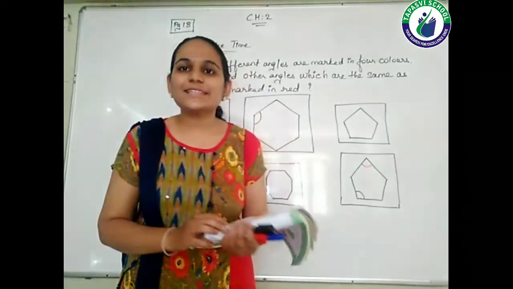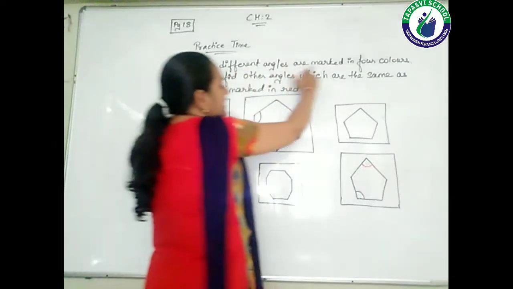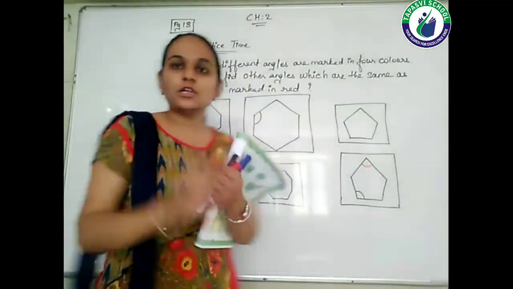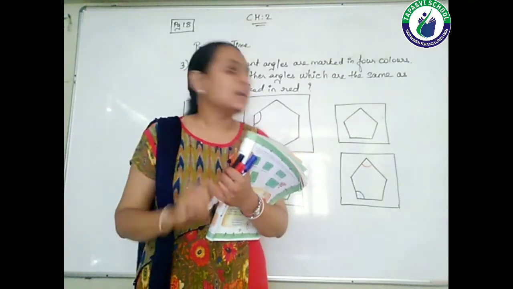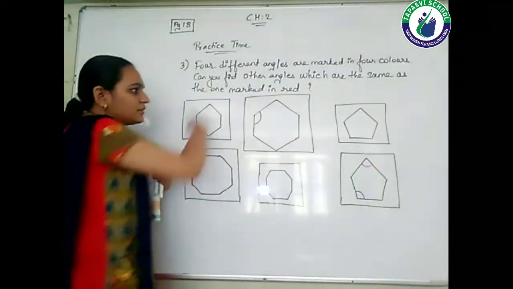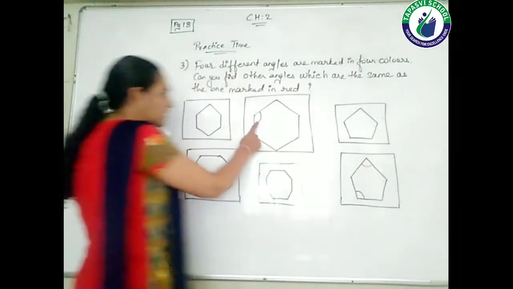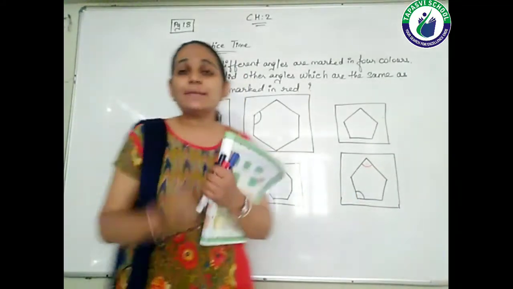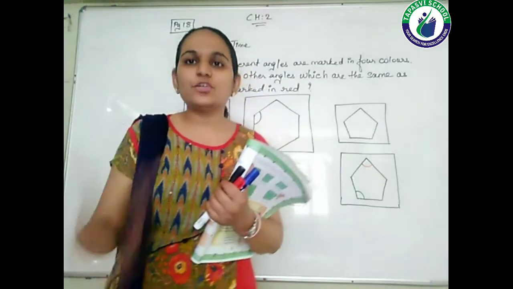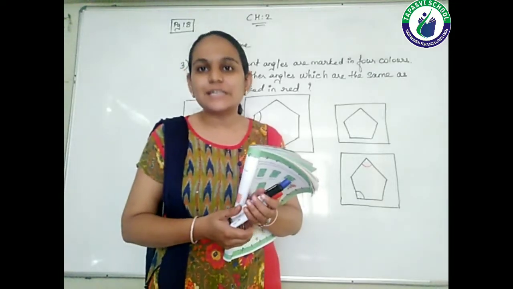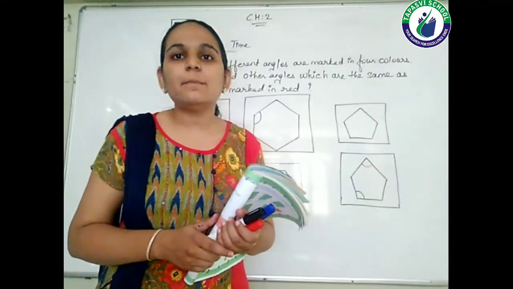Okay, students, now let's see question number 3. Question number 3 is: 4 different angles are marked in 4 colors. That means a total of 4 colors are being used to mark the 4 different angles. Now, in the figure I have drawn angles 1, 2, 3 and 4, but I am limited with my markers, so I have used only 3 colors, but we can use 4 different color markers also. Just look into the textbook, and simultaneously you will be able to understand in a better manner.